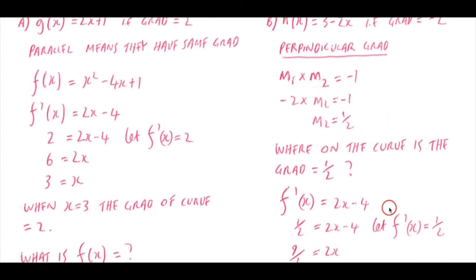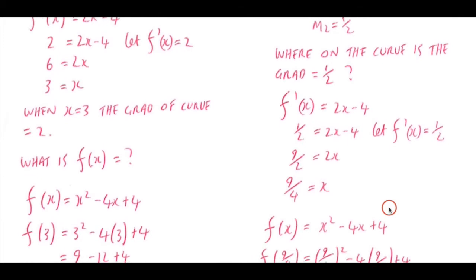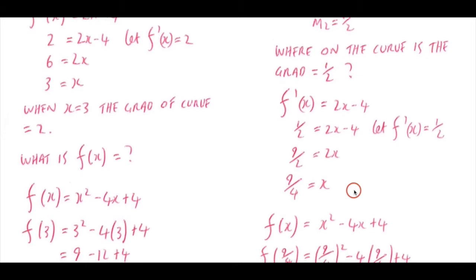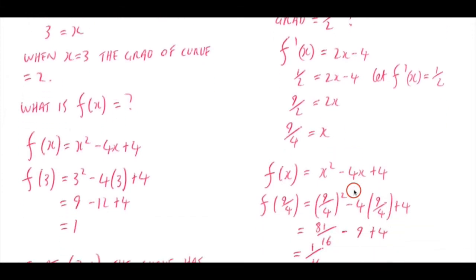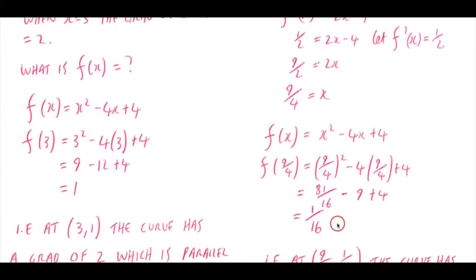Where on the curve is the gradient equal to 1/2? Again, I make use of the derivative function. I let the derivative equal 1/2, and I solve for x, and I end up producing 9/4. That's only a part of the answer, of course, because I need to work out a y value as well. So I substitute that found x value into f of x, and I get a result of 1/16.